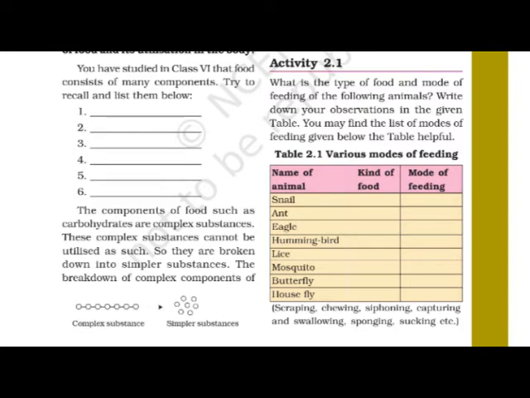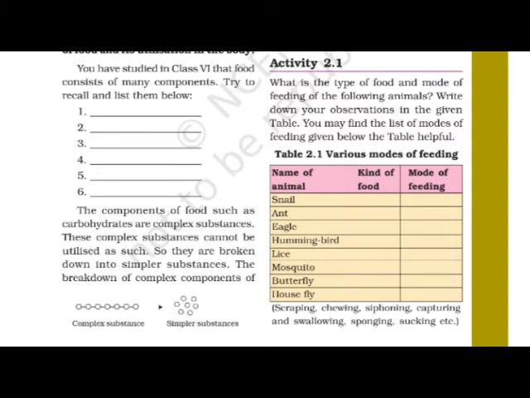Before that, let me tell you, whatever I am reading now, that is Table 2.1. Write this table in your notebook and complete it. Okay. The name of the animal is the first column, the kind of food is the second column, and the third column is the mode of feeding. So the various names of animals are given. Kind of food you have to write, and you have to write the mode of feeding. This is your homework, I can say.